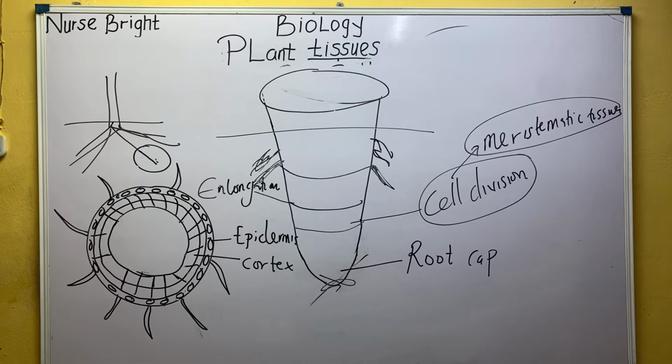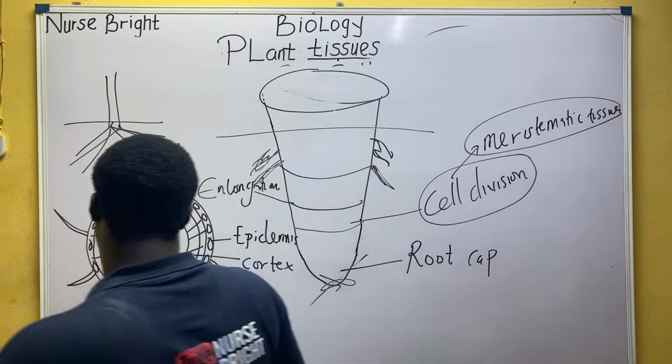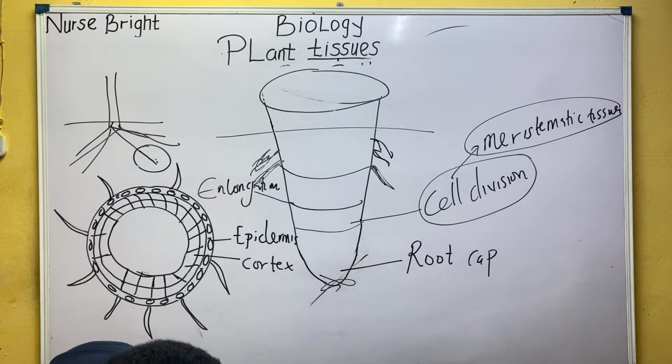The function of this cortex region is they help to store food and water. They're only for storage, not absorption. Storage of food and water. And they allow air or gas movement in the root. They allow movement of gases in the root.